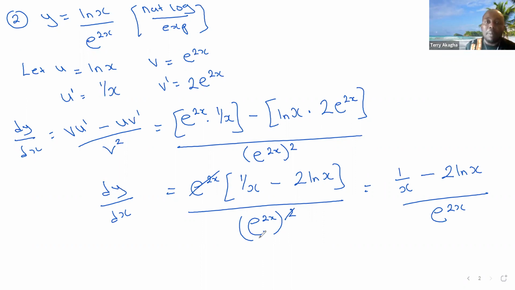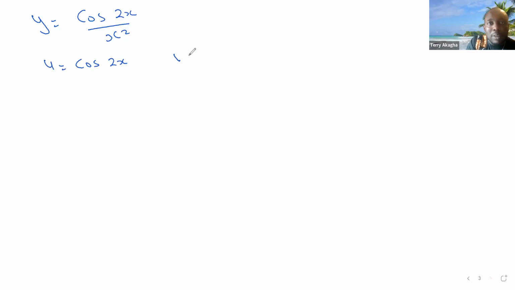Let me just pick one that has maybe a trigonometry and an algebra, okay? So that means we have two different functions. So we have y is equal to cos 2x divided by x squared. The same principle. The top one is going to be the u, and the bottom one is going to be the v.